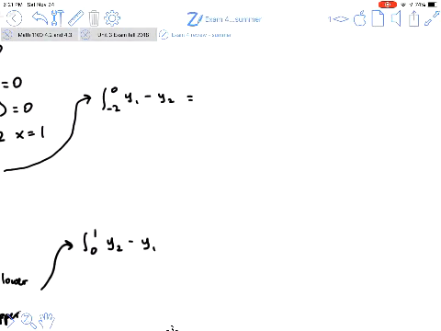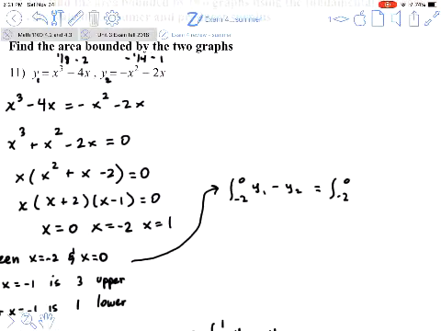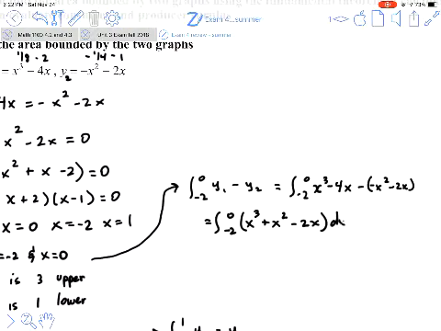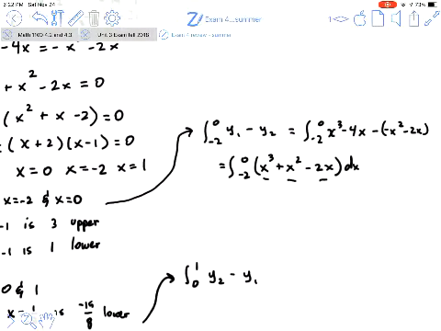So this turns into the integral from -2 to 0. y1 is x cubed minus 4x, and then we subtract -x squared minus 2x. So that's x cubed plus x squared, and then minus 2x. And we can just find the antiderivative of each term individually. So that's going to be x to the 4th over 4 plus x cubed over 3 minus x squared. And we're going to evaluate that from -2 to 0.